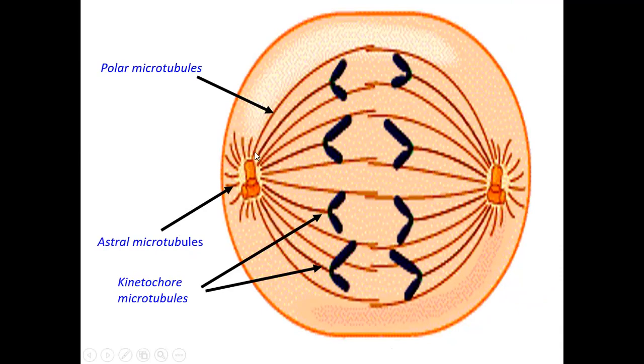And the microtubules attached to the chromosomes, so the chromatid, we call kinetochore microtubules. And this is the centromere. And there are astral microtubules. And then this is what you call polar microtubules.